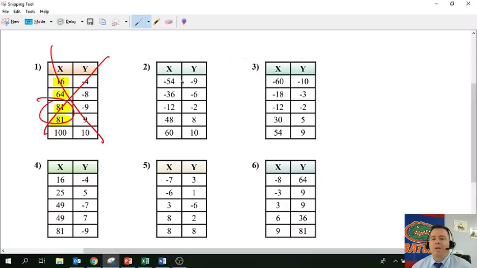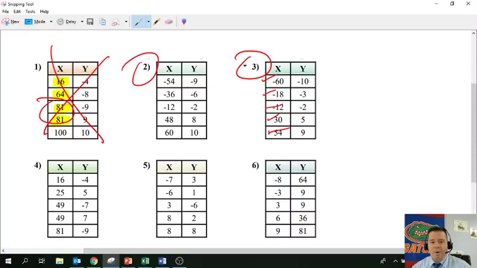All right, so go to number 2. Negative 54, negative 36, negative 12, 48, 60. This is actually going to be a function, and that is because every x is unique and has one output. Let's look at the third one. If you look here, 60, good. Negative 18, good. Negative 12, good. 30, 54. This is going to be a function table as well, again, because you have unique inputs. Only one number in each category.